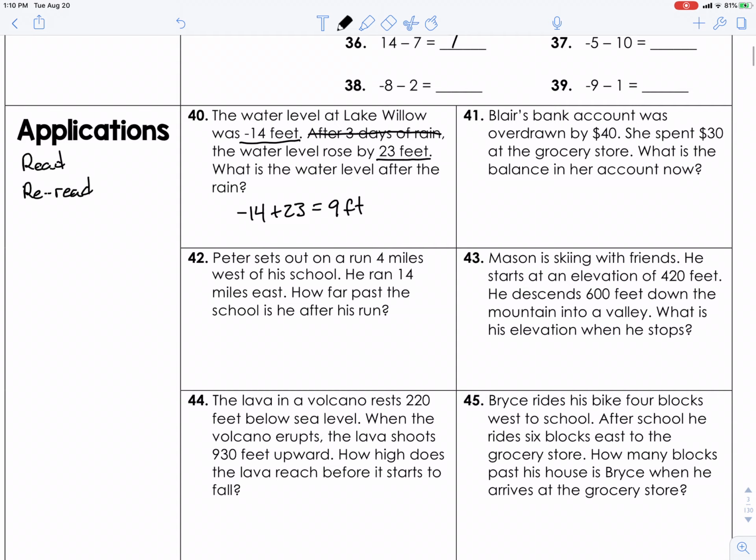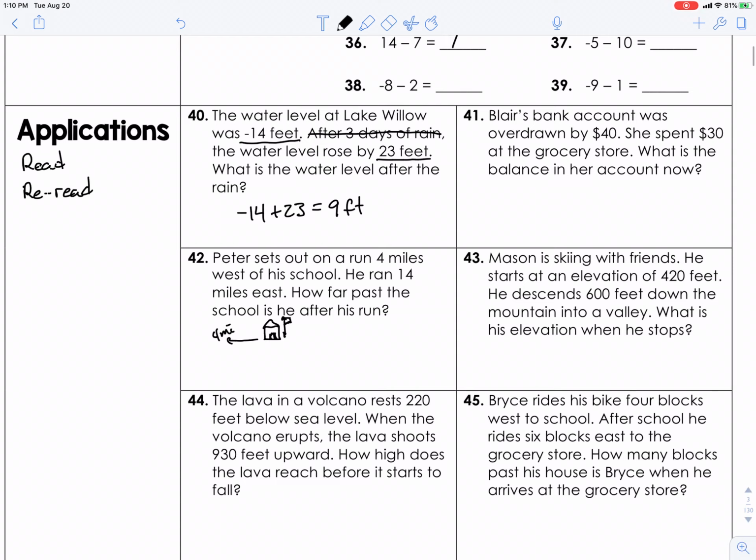Peter sets out on a run 4 miles west of his school. He ran 14 miles east. How far past the school is he after his run? Well, we've got to get a visual in our head. What's going on in this thing? Well, I'm going to draw a little building. Okay, there's that. There's the school. There's a flag. There's a school. He started out 4 miles west. Well, let's say he's over here. He's 4 miles this way. Okay, that's where he started.